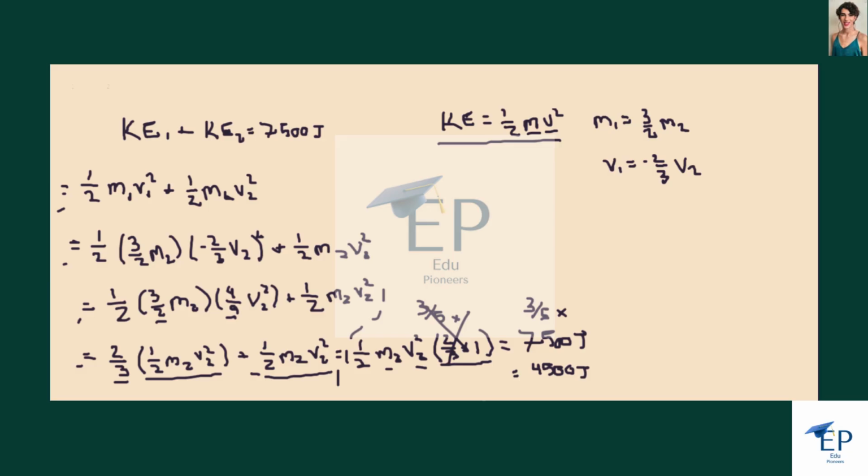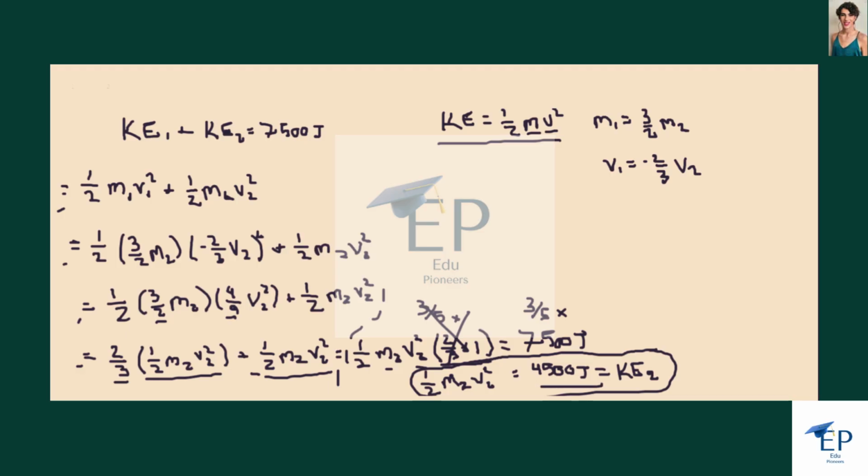Again, these terms have canceled out on the left-hand side, so the left-hand side is just 1/2 M2 V2 squared. But of course, 1/2 M2 V2 squared, that's just the kinetic energy of the second particle. And so right there, we've already found the first part of our answer. Circle that. The kinetic energy of the second particle is 4,500 joules.